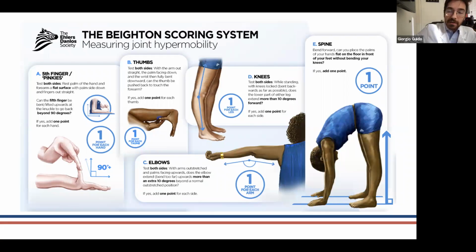Also, some patients with POTS can have a history of joint hypermobility. And in order to test that, we can use the Beighton scoring system. We can ask the patient to do the movements that you see in the picture, and we can score that in order to have a more objective assessment of joint hypermobility in these patients.